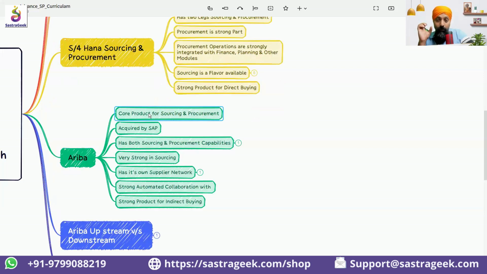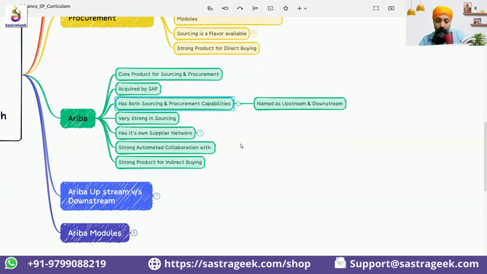Ariba is a core product for sourcing and procurement. It's a specialized product for sourcing and procurement. S/4HANA is an end-to-end ERP product, which is acquired by SAP. It has both capabilities, sourcing and procurement. Both are there in Ariba. It is named as upstream and downstream.